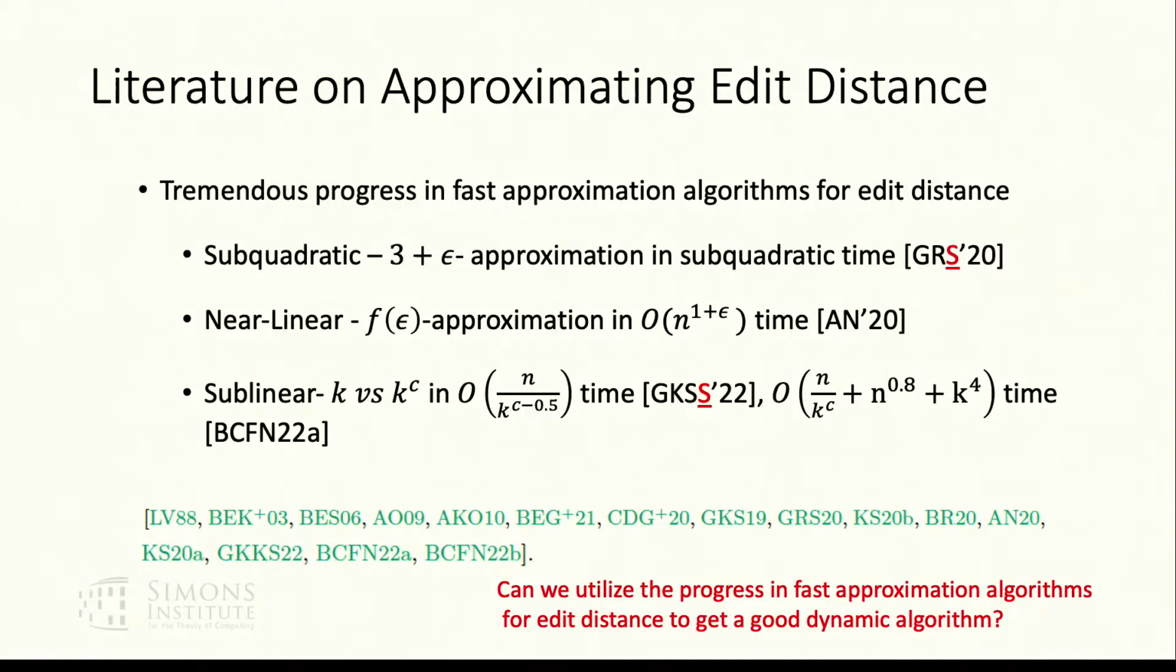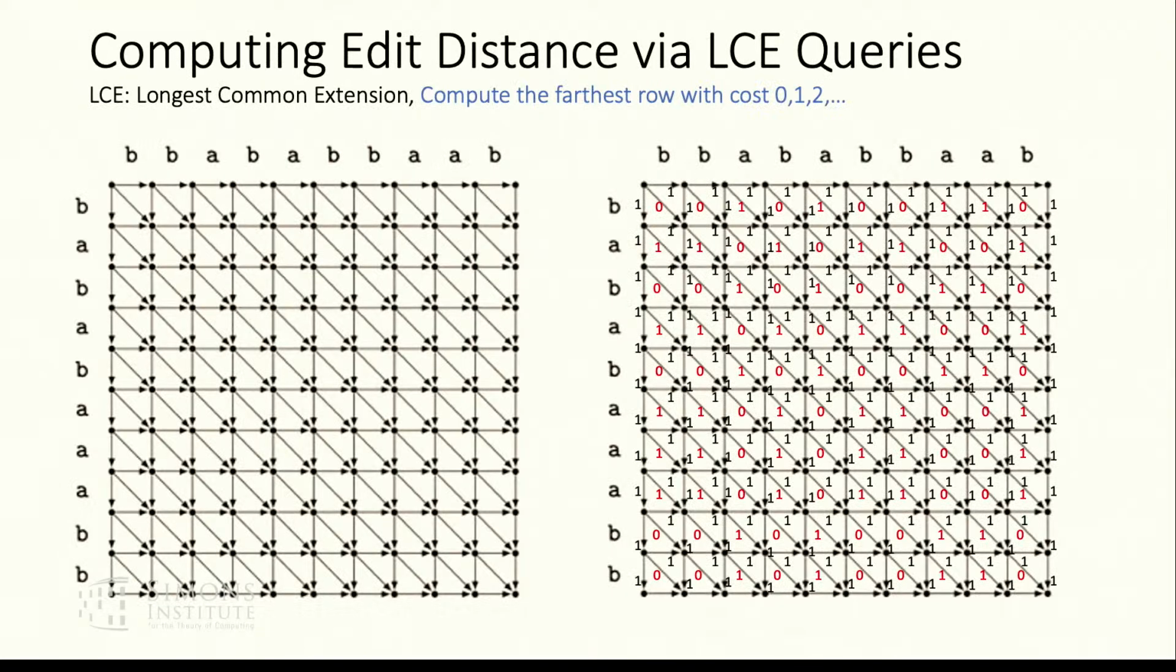Right now, what we know is, we have a constant factor approximation that runs in near linear time by Andoni and Nosatzki from 2020. We have a 3+epsilon approximation that runs in subquadratic time. Then there has been a lot of progress on sublinear time approximation of edit distance as well. So the question is, can we utilize the progress in fast approximation algorithms for edit distance to get a good dynamic algorithm for it? This is a valid question, and we will see what we can do.